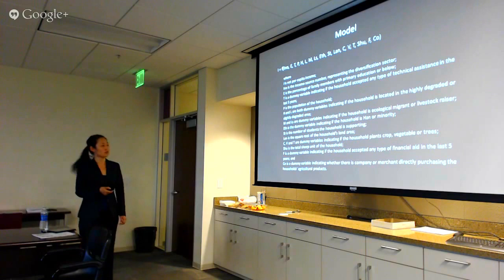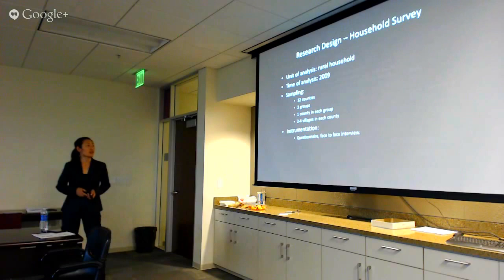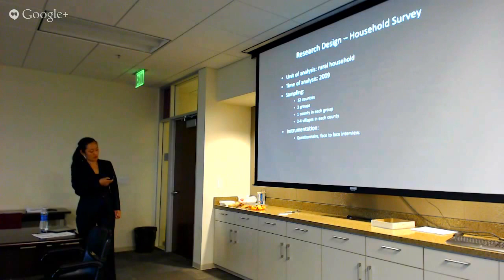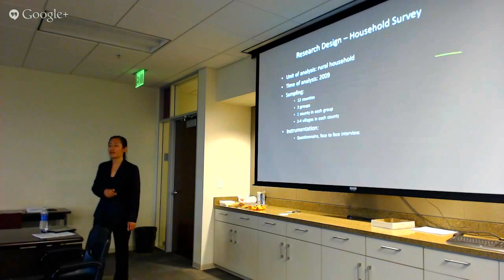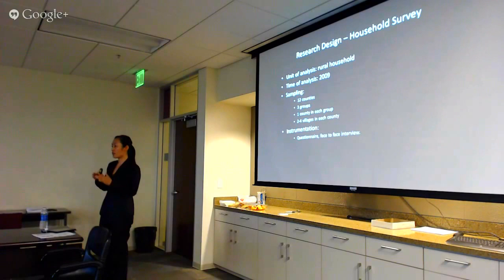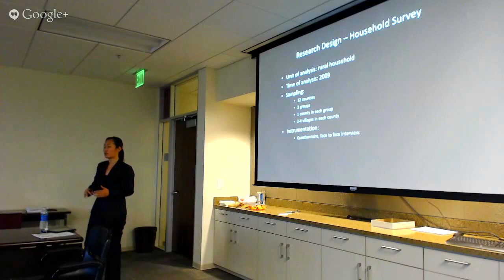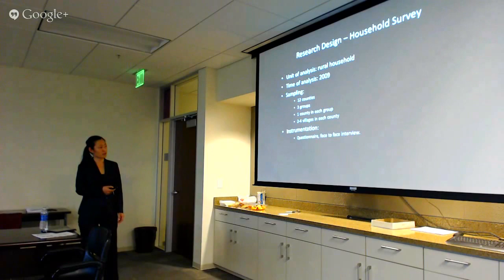Now, my research design was looking into the Xilingol area. There are 12 counties in that area. In these 12 counties, I divided them into three groups based on land degradation level. And then in each group, I selected one county. In each county, I selected 2 to 4 villages. And then in those villages, I randomly selected households to interview. So my instrumentation is questionnaire and face-to-face interview.